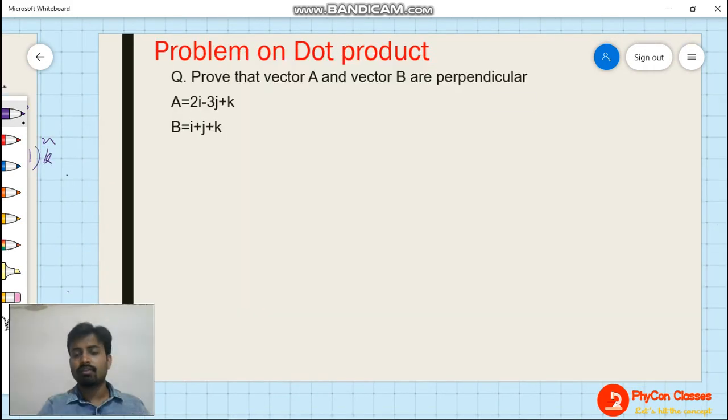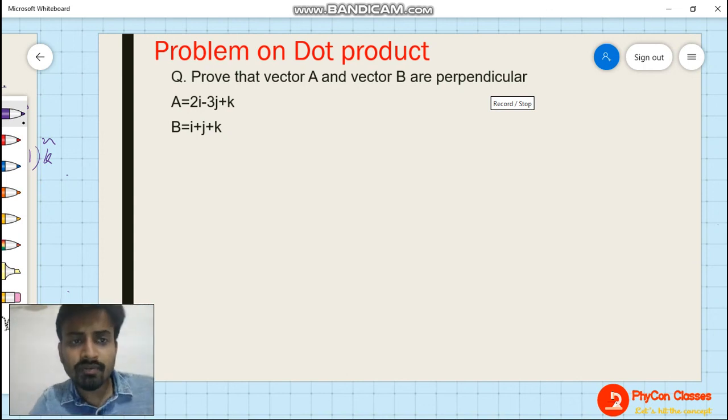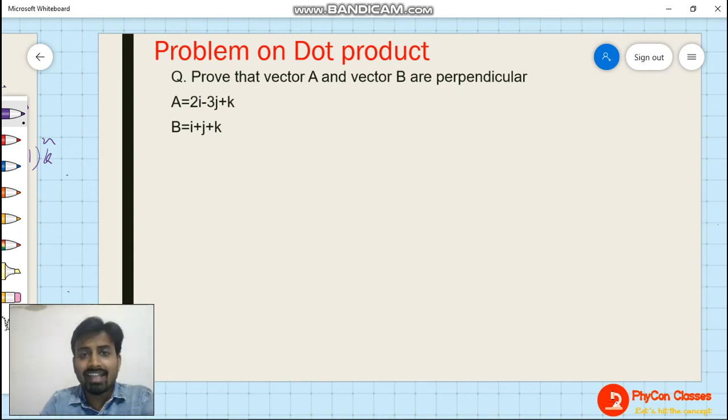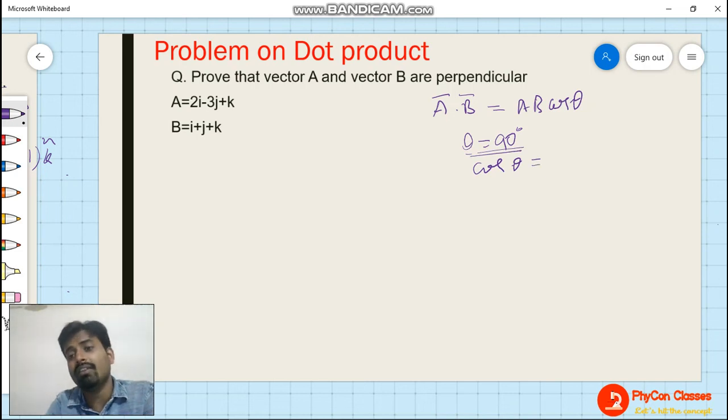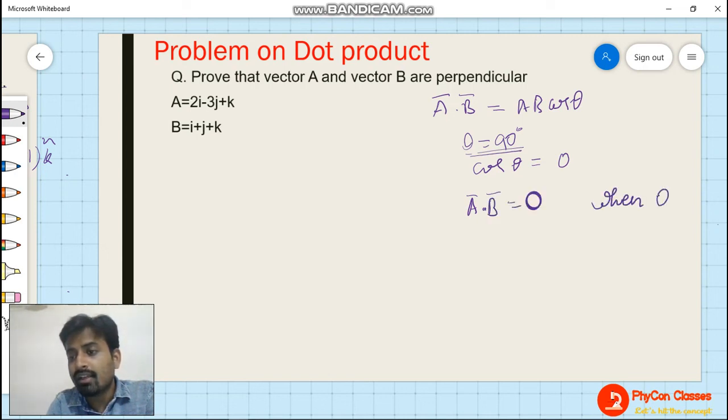Understand? Now this is going to be the last problem of this lecture. Prove that vector A and vector B are perpendicular to each other. First of all, for A dot B, what is the formula? A dot B is AB cos theta, right? Now think, when theta is equal to 90 degrees, what was the case? When theta is 90 degrees, cos theta is cos 90, and cos 90 value is 0. That means A dot B is equal to 0 when theta is 90 degrees.